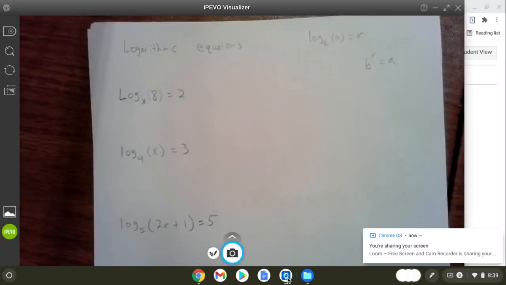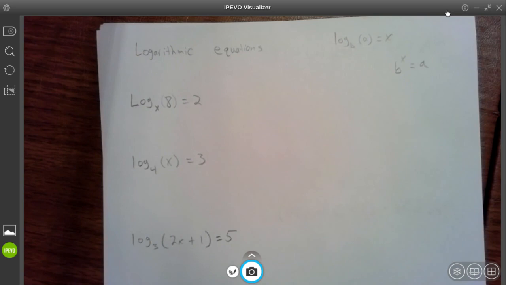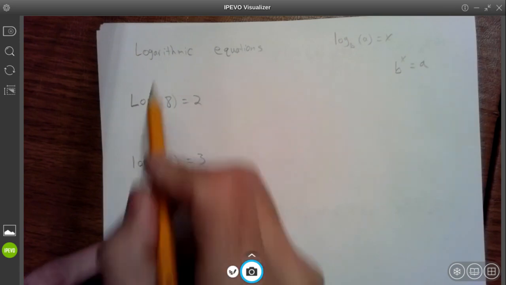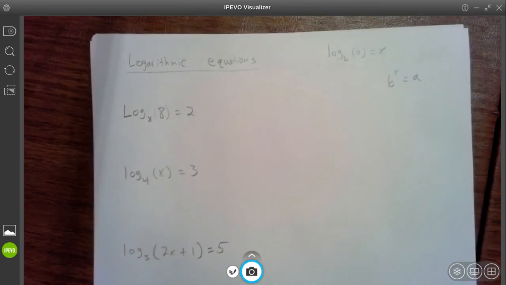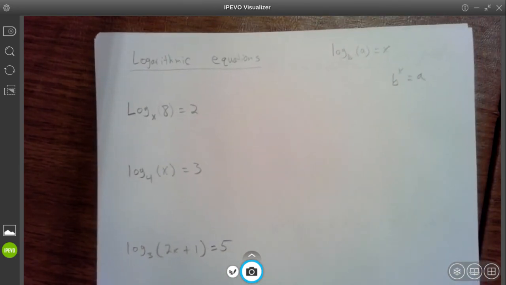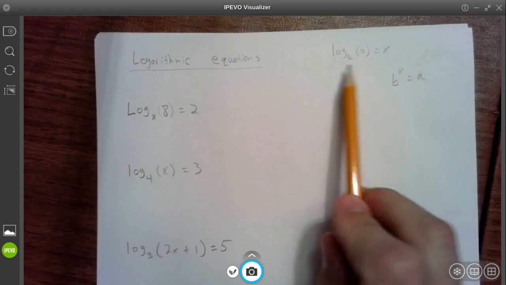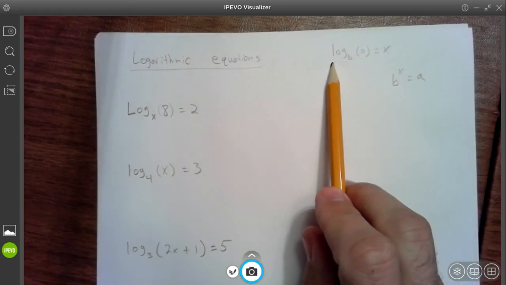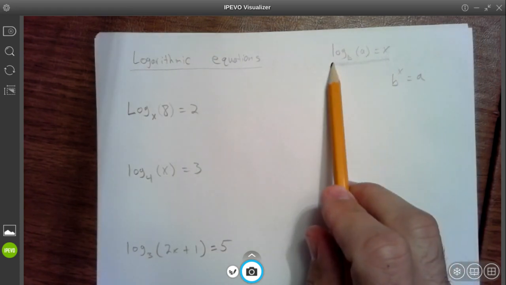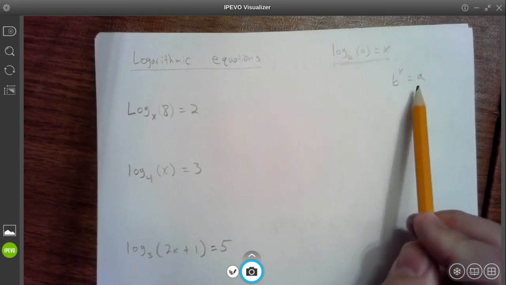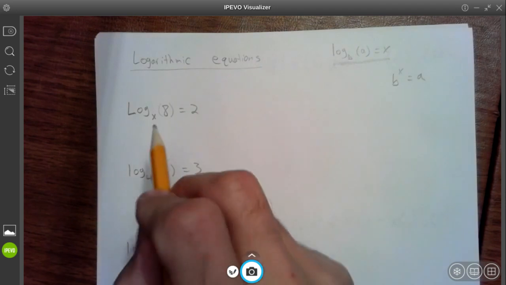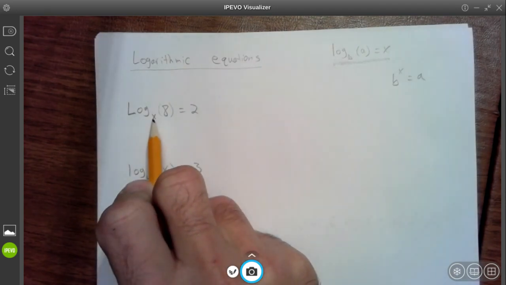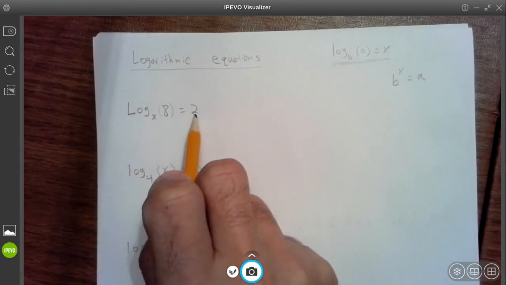Okay, so in this video, we're going to start looking at logarithm equations, or logarithmic equations. Now, there's a couple of little techniques for how you might go about solving them. The first way that I'm going to show you is I'm going to take the logarithm statement and just rewrite it in exponential form, because a lot of times that'll give you enough insight in how to solve it. So I've got log base x of 8 is equal to 2.